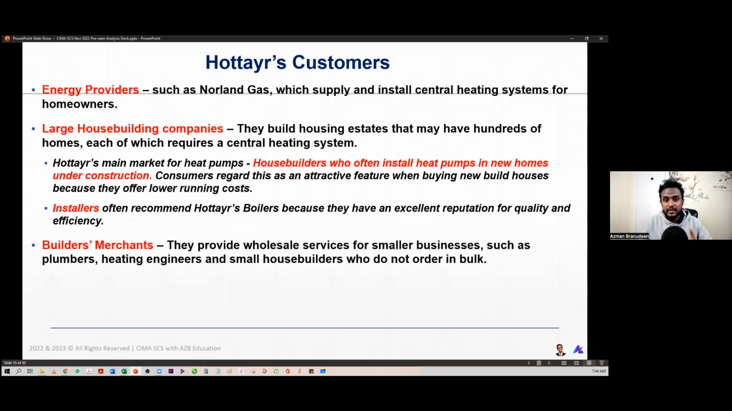The third group of customers are builders' merchants, right? Basically, people who are suppliers to these builders. They provide wholesale services for smaller businesses such as plumbers, heating engineers, and small house builders who do not order in bulk. So you basically have the large-scale customers, who are energy providers and large house builders. And you also have the medium to small range businesses.